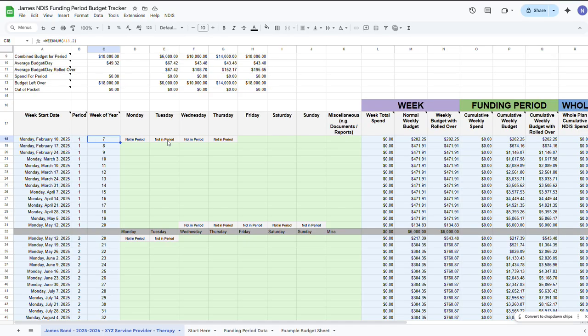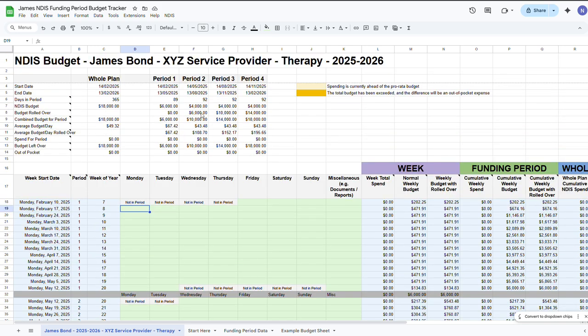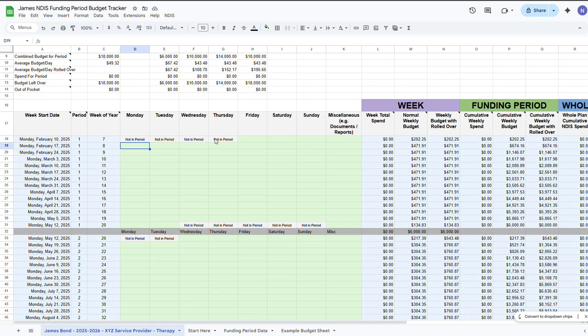You'll see in the very first week, the first 4 days, it says not in period. That's because your period starts on the Friday, and that date would be Friday the 14th of the 2nd, 2025. So if you spend any money on the Monday, Tuesday, Wednesday, or Thursday, that is not included in this plan because the plan has not yet started. And likewise, the period ends on Tuesday, so the Wednesday, Thursday, Friday, Saturday, and Sunday of this week are not included in this period.